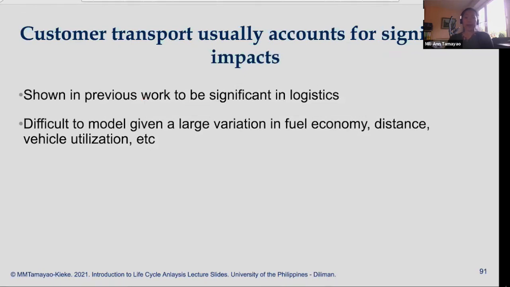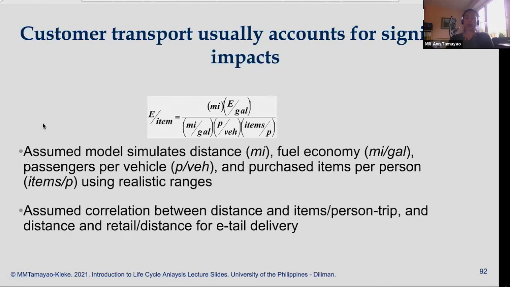Next, on customer transport. Customer transport usually accounts for significant impacts based on previous studies, and it is usually difficult to model given a large variation in fuel economy, distance, vehicle utilization, etc. In this study, they use this simple equation. This model simulates distance, fuel economy, passengers per vehicle, and purchased items per person using realistic ranges.